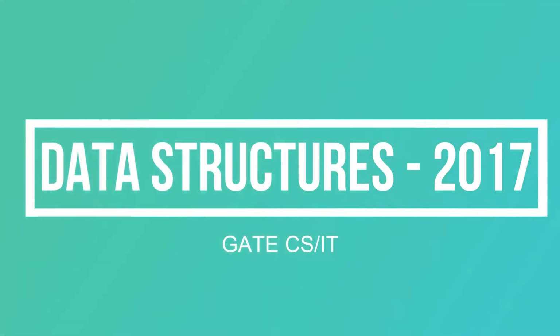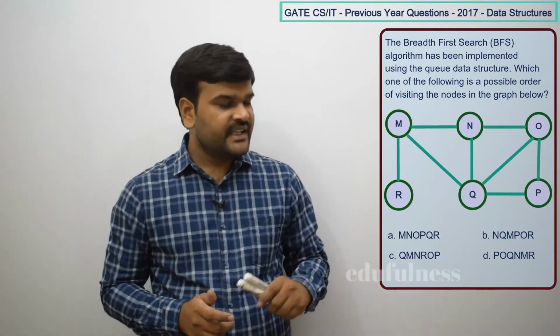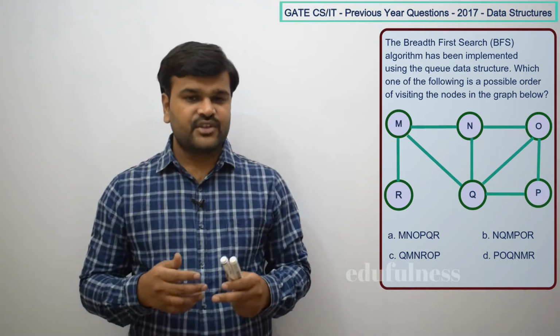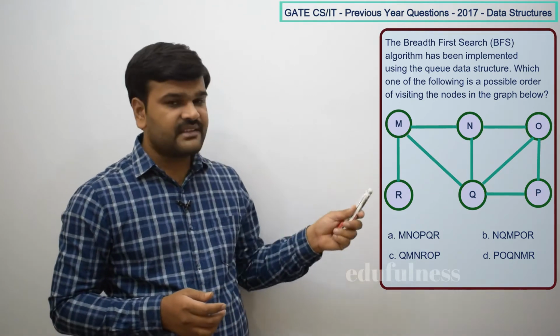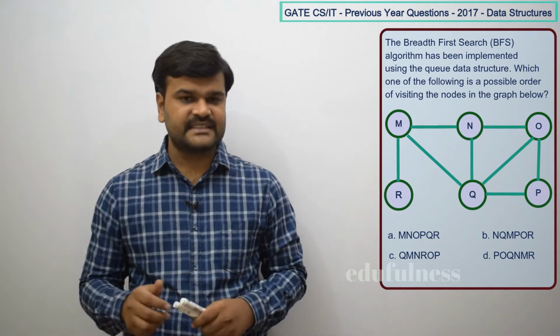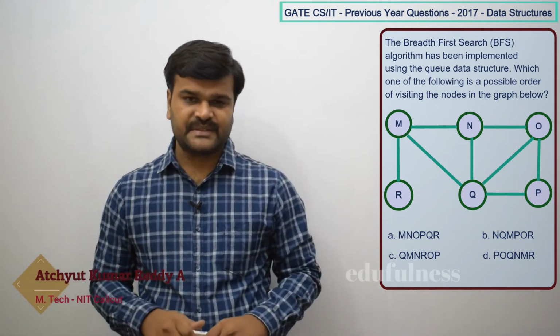Hi. So this is the CSIT GATE question which was asked in 2017 from data structures. This question is from graph traversing techniques. In this question, he has given a graph, that is an undirected graph. He is asking that if you traverse this graph using the BFS, breadth first search traversing technique, which of the following four options is possible?